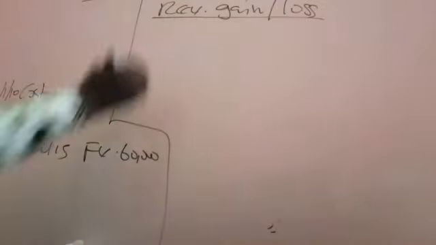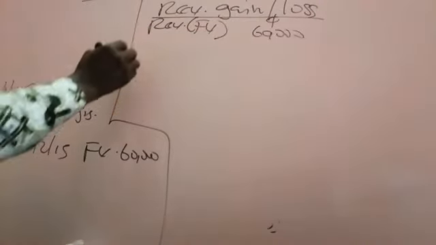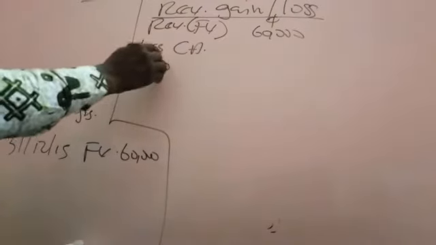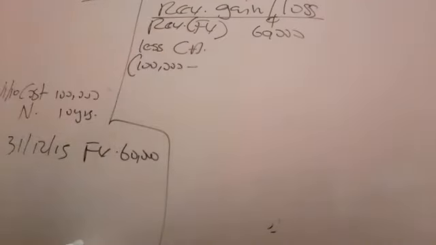So to get the revaluation gain or loss, we need a revalued amount, which is the same as the fair value. That is 60,000 less the carrying amount of the asset. How do you get the carrying amount? It is equal to the cost of the asset, which is 100,000, less the accumulated depreciation.